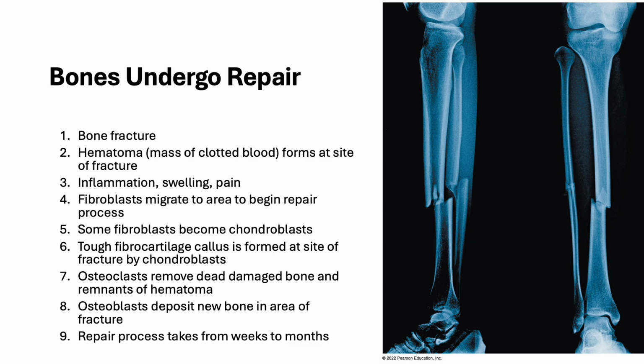When a bone fractures, the body initiates a complex repair process. First, a hematoma forms at the fracture site, causing inflammation, swelling, and pain. Fibroblasts then migrate to the area and begin producing connective tissue, some differentiating into chondroblasts that form a fibrocartilage callus to stabilize the break. Osteoclasts clear away dead bone and hematoma remnants, while osteoblasts deposit new bone tissue, gradually replacing the callus. Over weeks to months, the fracture site strengthens as new bone fully integrates.